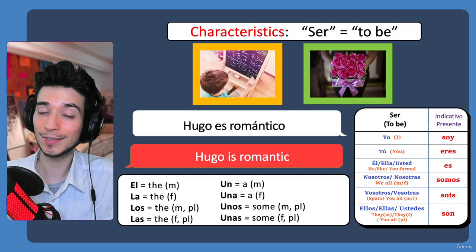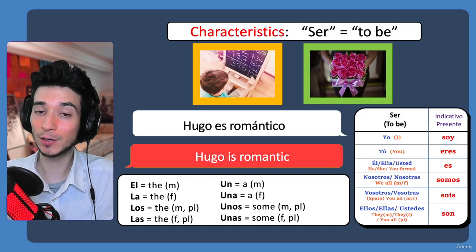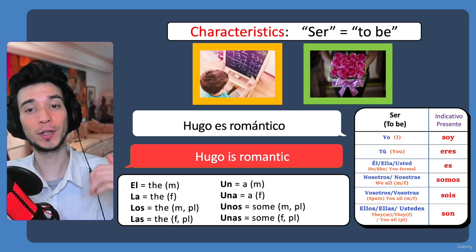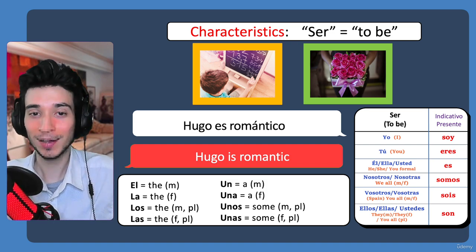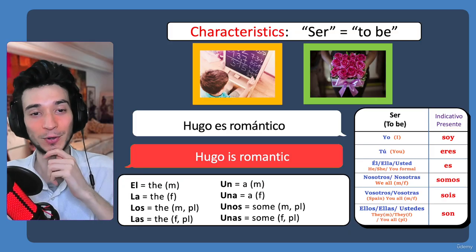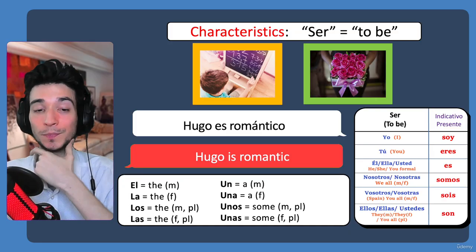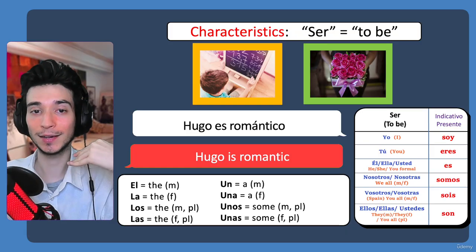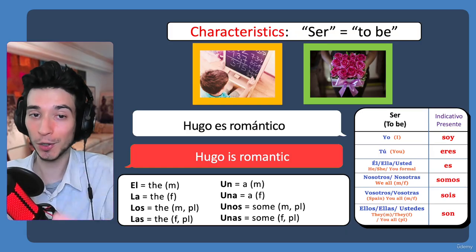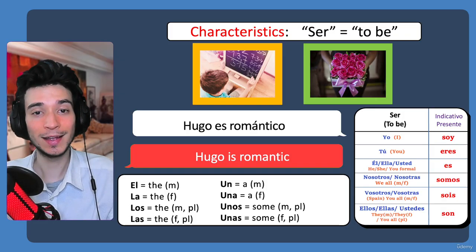And the next one. Hugo es romántico. Hugo is romantic. Of course. Okay. Hugo es romántico. So romántico means romantic and it's a personality or a characteristic of someone. Romántico. And let's try another one.